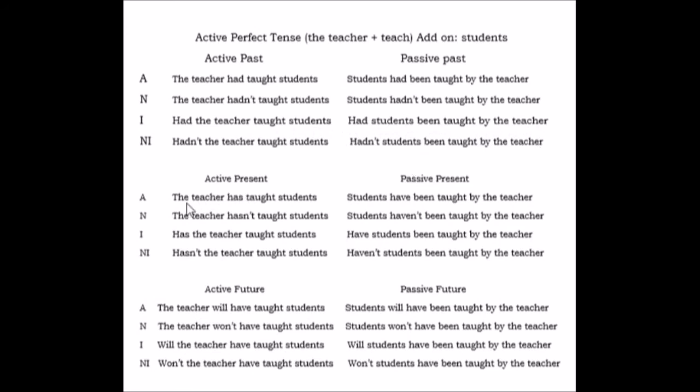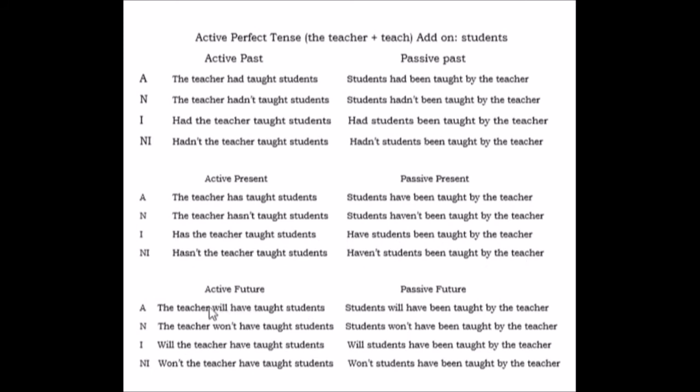Now the active present, the teacher has taught students becomes students have been taught by the teacher in the passive present. The teacher hasn't taught students becomes students haven't been taught by the teacher. Has the teacher taught students becomes have students been taught by the teacher. Hasn't the teacher taught students becomes haven't students been taught by the teacher.